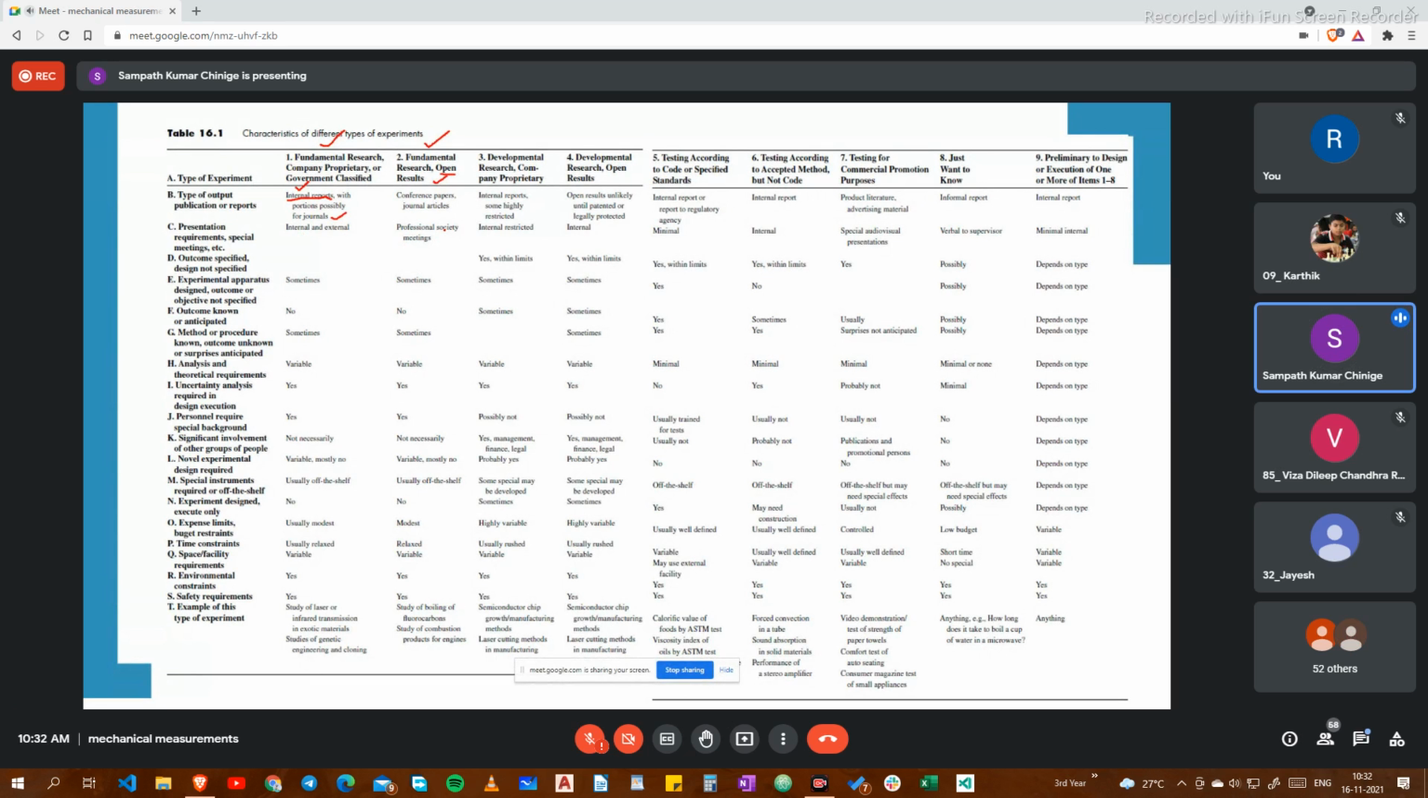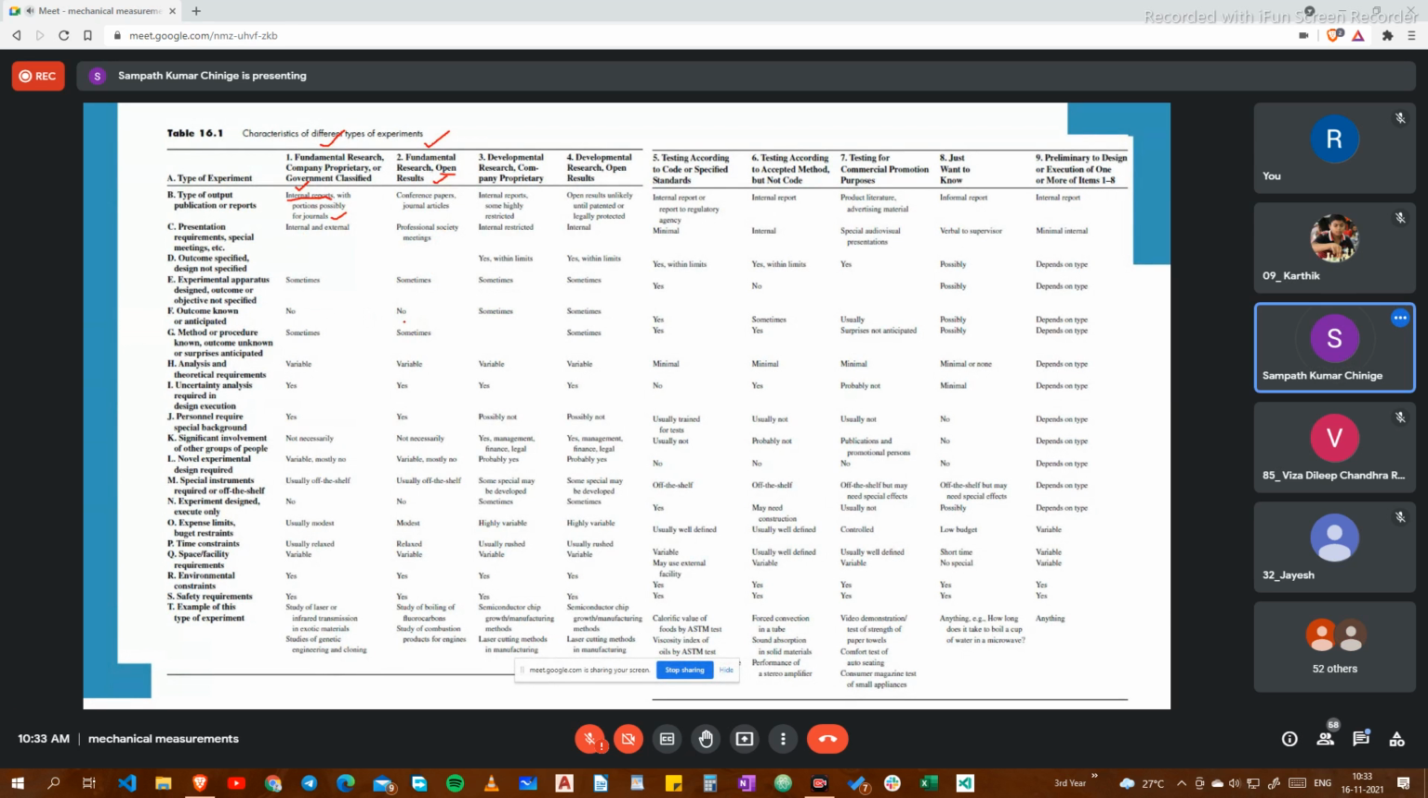The third one is experimental design, outcome or objective not specified. Sometimes your experimental setup design or outcomes may not be specified, in both kinds of fundamental research. We don't know what exactly is going to come out of it. It's not that you know it completely. Is the outcome known or anticipated? No, we don't know, because the nature is fundamental. So you are not sure what the outcome is.